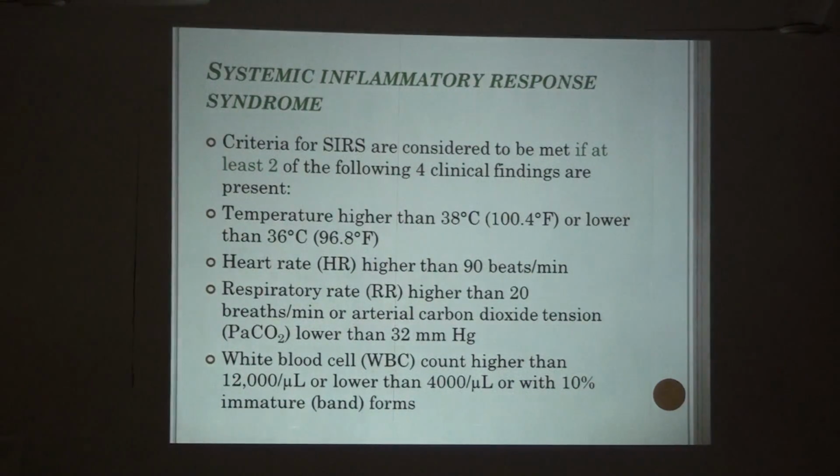Now some important definitions in infection. First, systemic inflammatory response syndrome, or SIRS. The criteria for SIRS are considered to be met if at least two of the following four are present. Hyperthermia or hypothermia, more than 38 degrees Celsius or less than 36 degrees Celsius. A heart rate higher than 90 beats per minute. A respiratory rate higher than 20 breaths per minute, or arterial carbon dioxide tension lower than 32 mm of mercury. White blood cell count higher than 12,000 per microliter or lower than 4,000 per microliter, or with 10% immature forms.